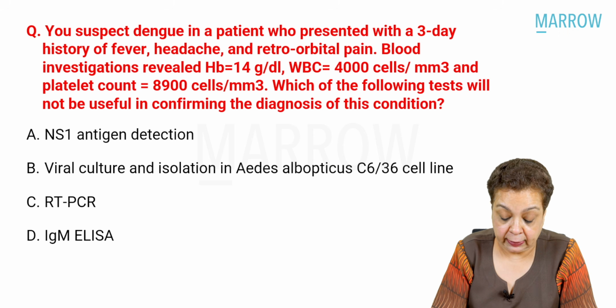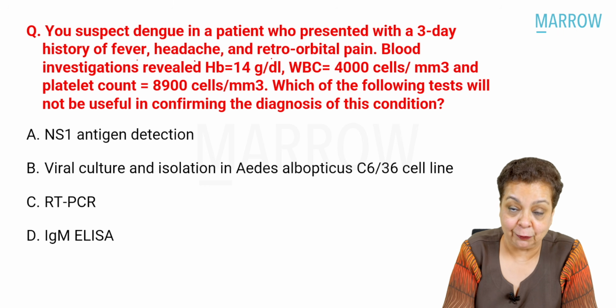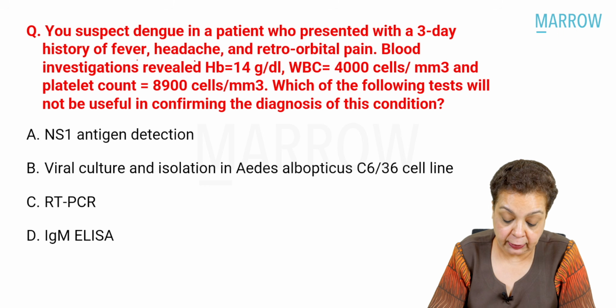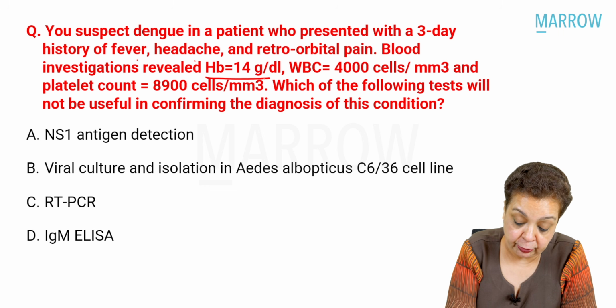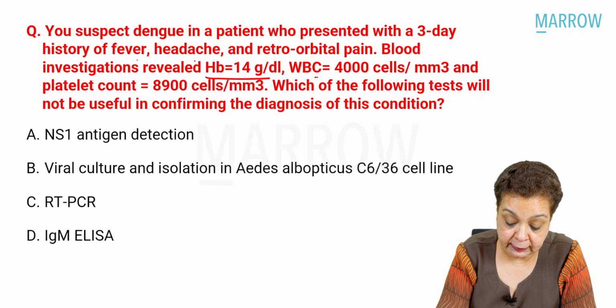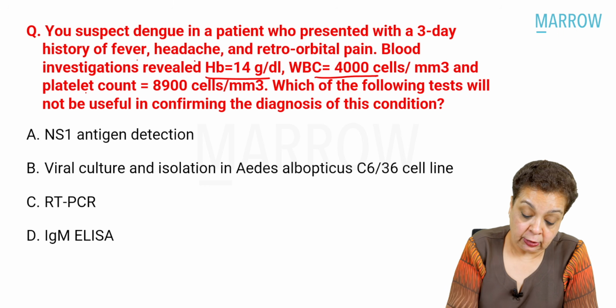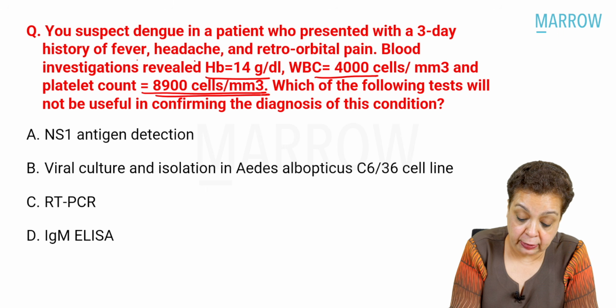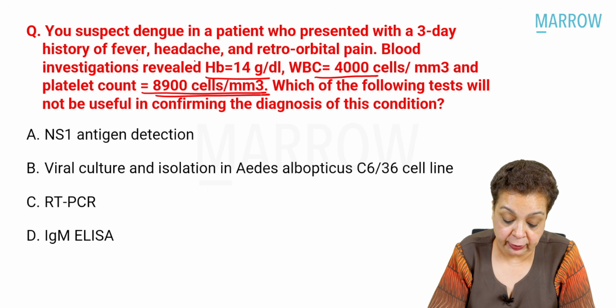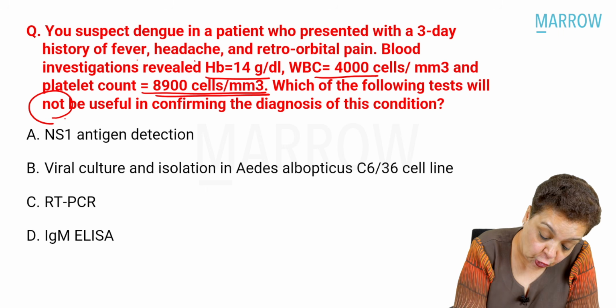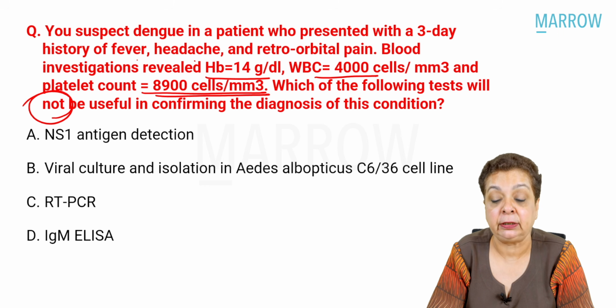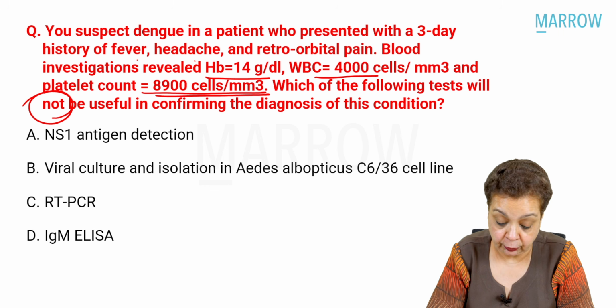You suspect dengue in a patient who presented with a 3-day history of fever, headache, and retroorbital pain. Blood investigations revealed hemoglobin of 14, WBCs 4,000, so the patient has leukopenia. Platelet counts are markedly reduced. Which of the following tests will not be useful in confirming the diagnosis of this condition?